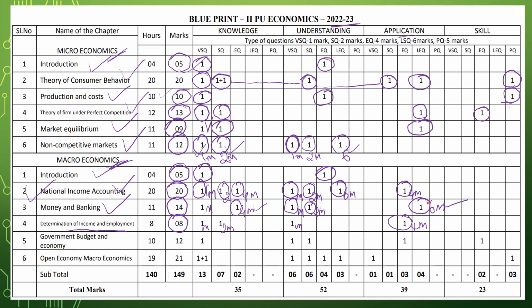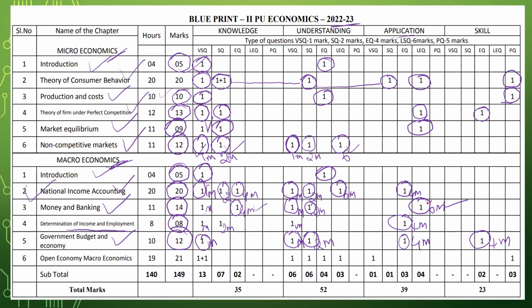Okay? Then come to government budget and economy. For this, the allotted marks is 12 and one 1-mark question will be asked, and again under understanding a 1-mark question will be asked. So a total of two 1-mark questions and one 2-mark question will be asked from this chapter. And again, under application, a 4-mark question will be asked, and under skill, one more 4-mark question will be asked.